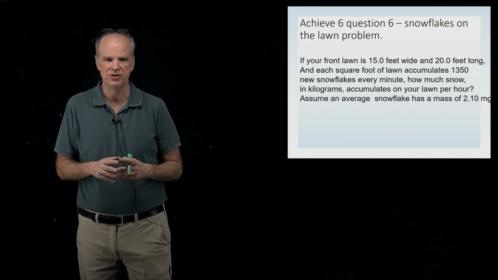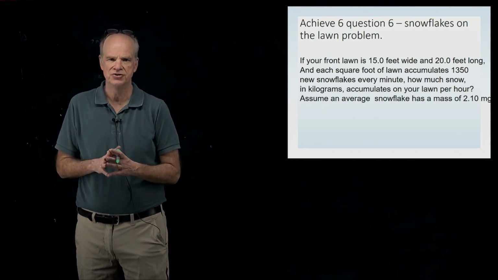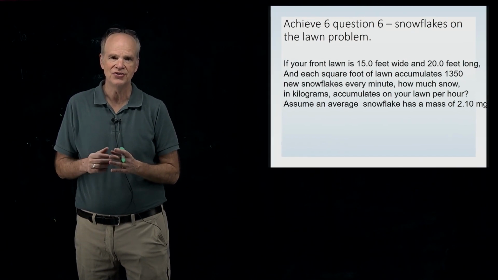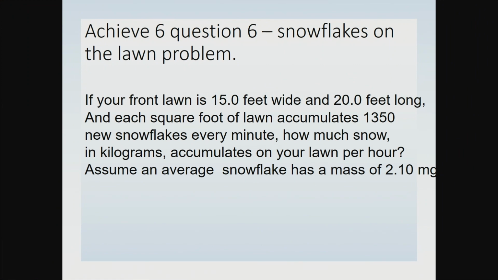I'm going to solve another Achieve problem. This is on Achieve assignment 6, question 6. So if I can blow up the slide, please. It reads as follows. If your front lawn is 15 feet wide and 20 feet long, and each square foot of lawn accumulates 1,350 new snowflakes every minute, how much snow in kilograms accumulates on your lawn per hour? Assume an average snowflake has a mass of 2.10 milligrams. Okay, if I can reduce the slide.